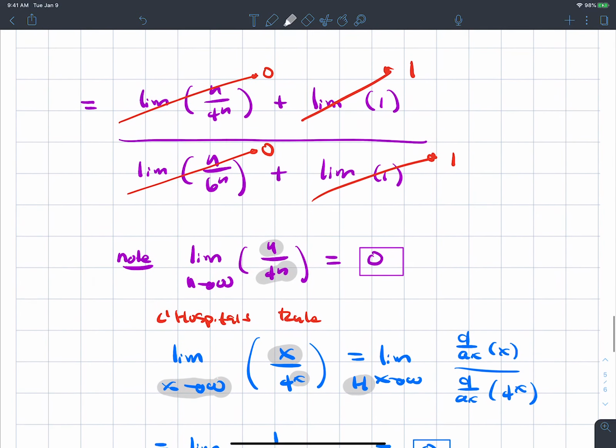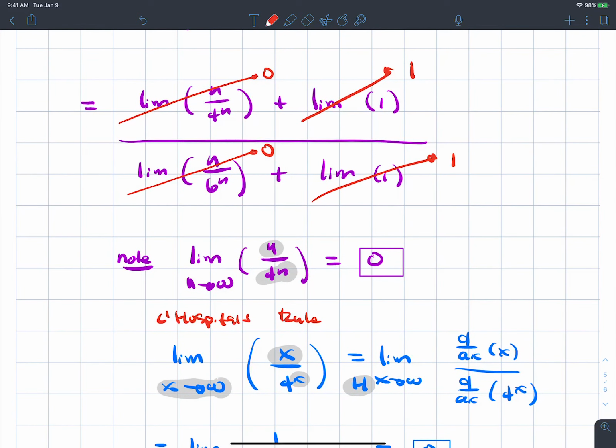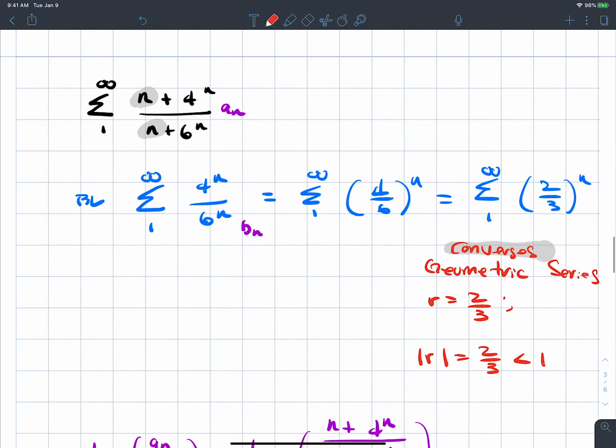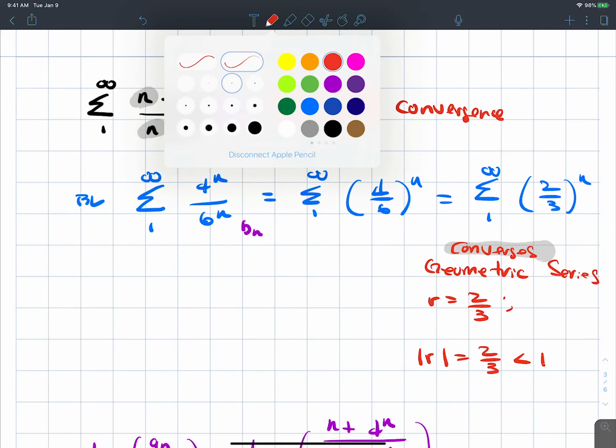So this is 0 here, which makes it 0 plus 1. That limit is 1. It's finite. That's the c value. So you can now say by the limit comparison test, this series converges. By limit comparison test, we have convergence. And that's what you're doing.